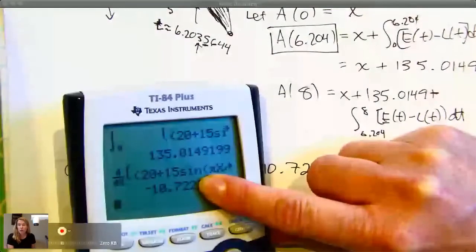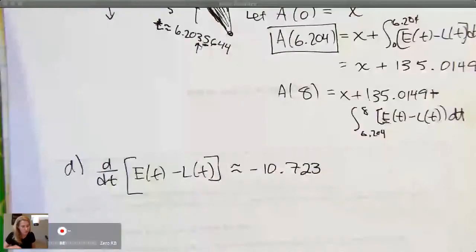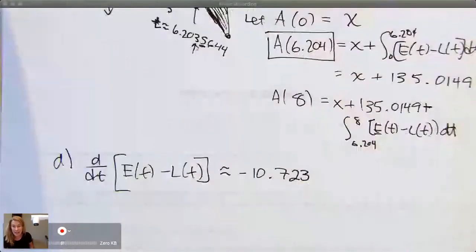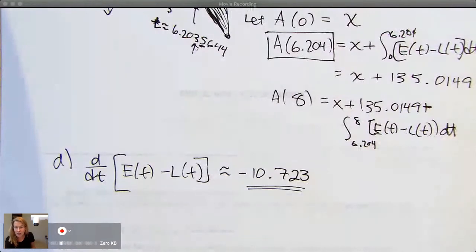So since our slope there is negative, again, the question was, is the number of fish increasing or decreasing? Since this value is negative, we would write out that the number of fish is in fact decreasing at that time.